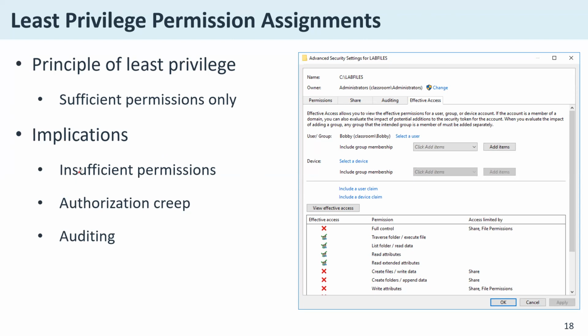So you also have insufficient permissions. You should make sure that people get the permission that they need to do what they need to do. If not, you start having backlogs, you start having bureaucracies. Authorization creep. So you don't want people to do things far more than what they're authorized to do. Then you want to be auditing from time to time to make sure that people, like we say, stay in their lane.